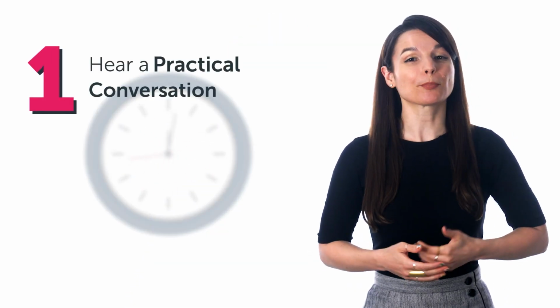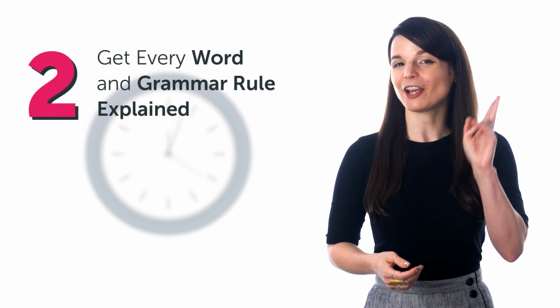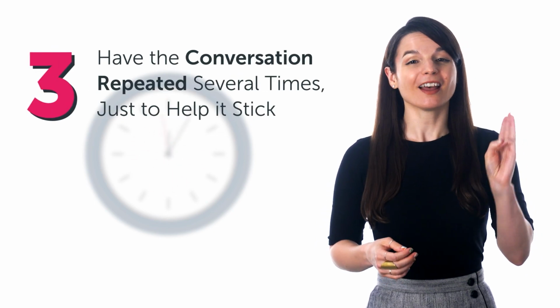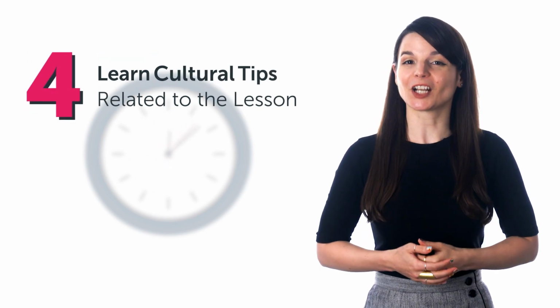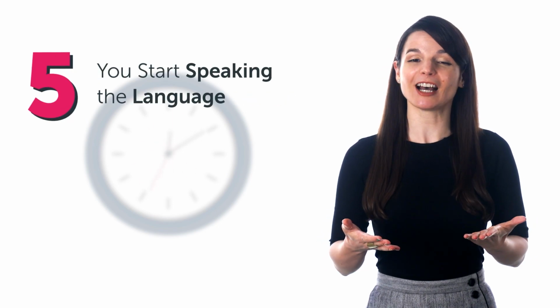If you're learning with our system, you get lessons by real teachers that are just 3 to 15 minutes in length. And in those few minutes, you 1. Hear a practical conversation. 2. Get every word and grammar rule explained. 3. Have the conversation repeated several times just to help it stick. 4. Learn cultural tips related to the lesson. And 5. You start speaking the language. So for those few minutes, you get the best possible return for the time you put in, which is great for busy adults. And after you're done with lesson number 1, we guide you to lesson 2 to 3, from absolute beginner all the way up to advanced.